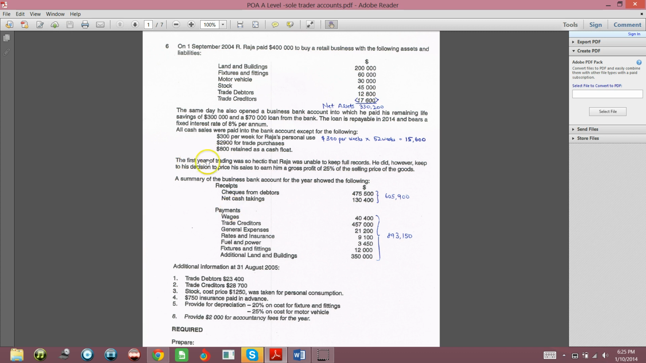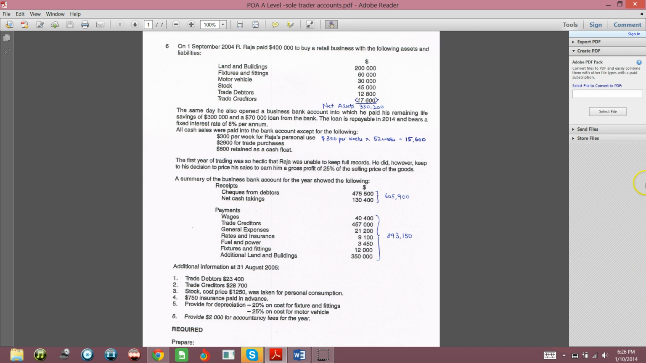The first year of trading was so hectic, Raja was unable to keep a full set of records. So the summary of the business bank account for the year showed the following. At the beginning of the year, the business bank account has 370,000. During the year, the business received into his bank account so much. So 370,000, I add this 605,900.